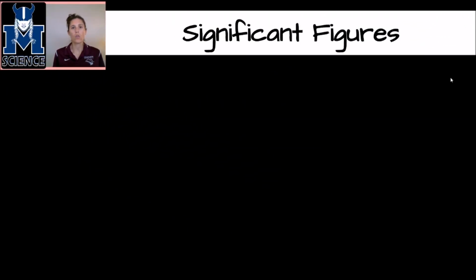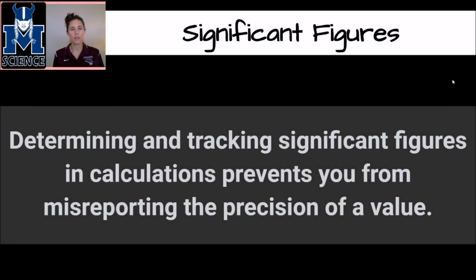Now we've been through identifying the number of significant figures in a value. We've been through how to deal with sig figs in calculations, both when we multiply and divide and when we add and subtract. Again, the reason for this is that determining and tracking significant figures in calculations prevents you from misreporting the precision of a value.